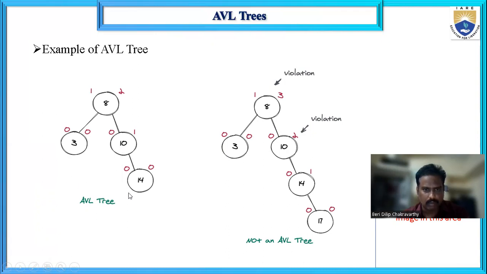Okay, this one is not an AVL tree. If you observe here, 1, 2, 3, 3 minus 1, we get 2. It's a violation. The only values allowed are 0, 1, and minus 1, but 2 is not allowed. So this is not an AVL tree.